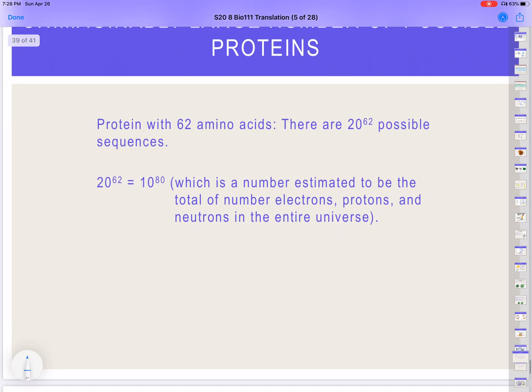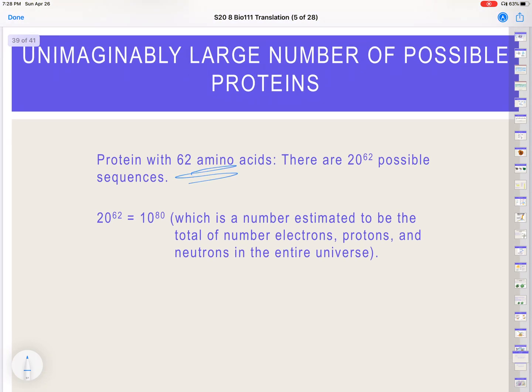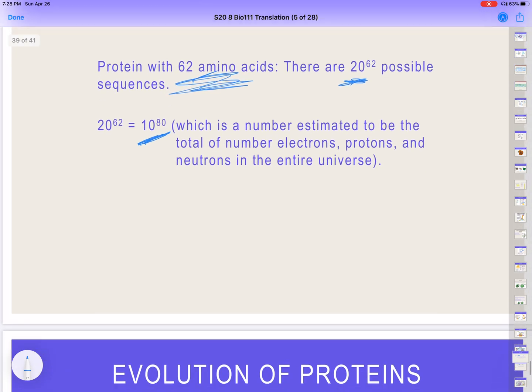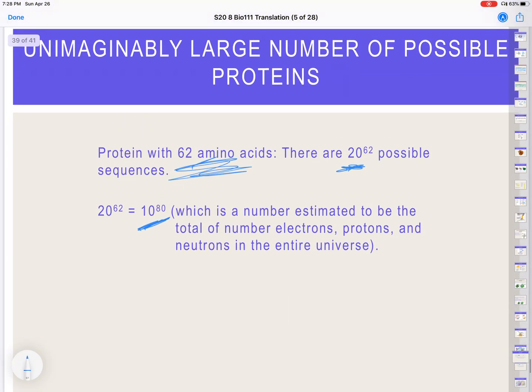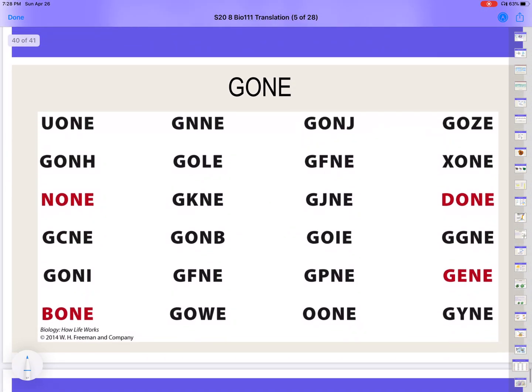And so here, this tells you all the possibilities. If you have a protein with 62 amino acids, and there are 20 different amino acids, then you have 20 to the 62 possible sequences here. This is equal to 10 to the 80, which is the total number of electrons, protons, and neutrons in the entire universe right now, right? So lots of possibilities occur from here.